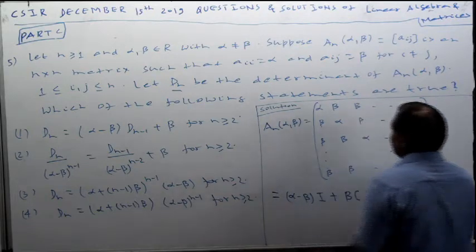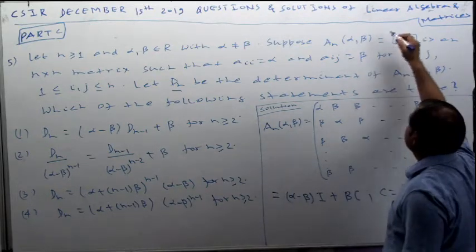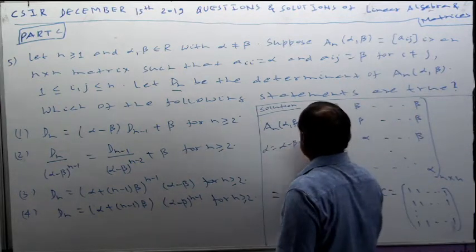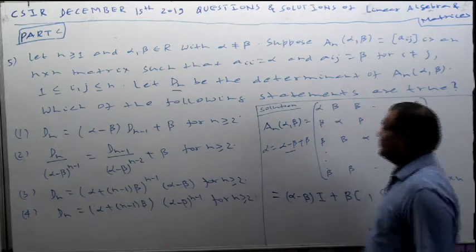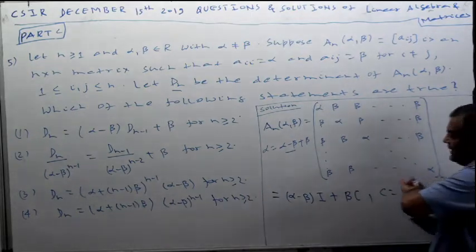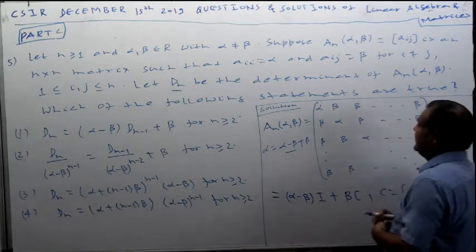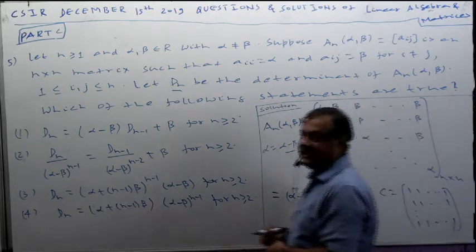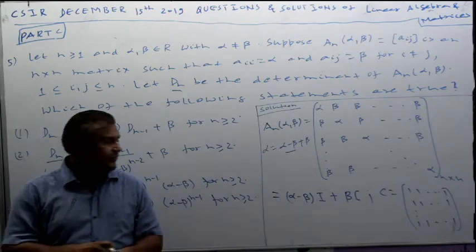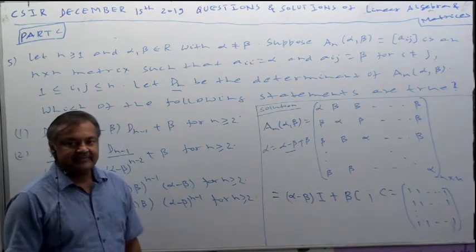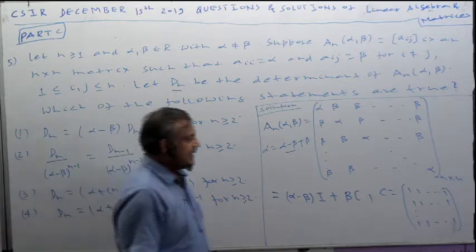Why? Because each alpha I have written as alpha equals alpha minus beta plus beta. And from the diagonal I have taken alpha minus beta outside. It will become (alpha minus beta) into I. Then all the places will contain beta. Now after taking beta common, it will give you matrix C. Any doubt?